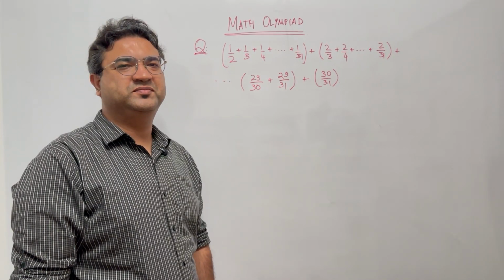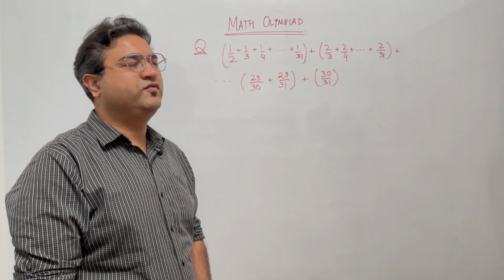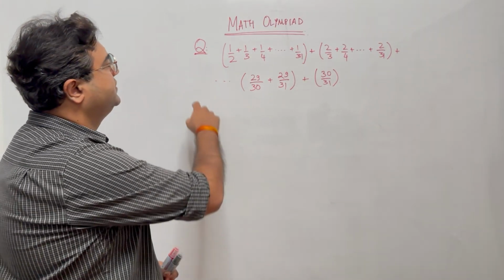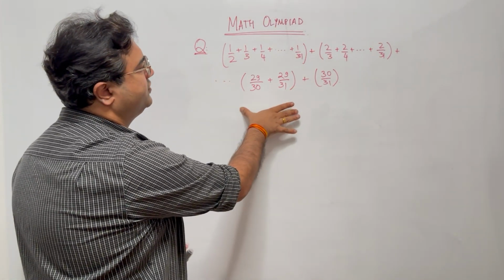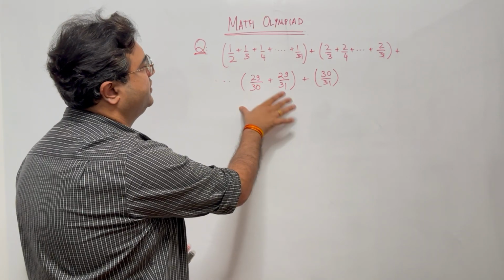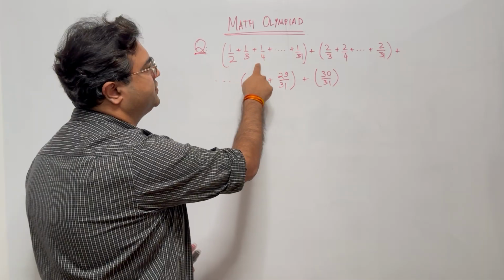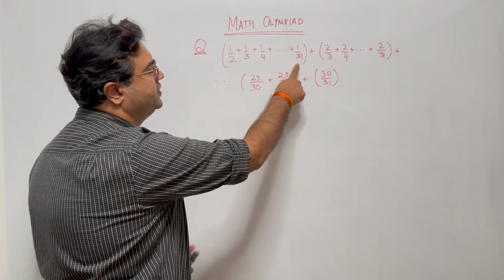Welcome to the video. Today we are going to solve another Math Olympiad problem. So the problem goes like this. We have to find the value of this expression here, where in the first bracket you have 1 over 2 plus 1 over 3 plus 1 over 4 up to 1 over 31.